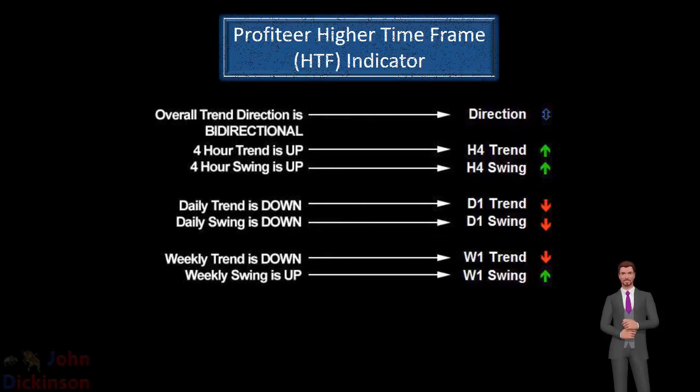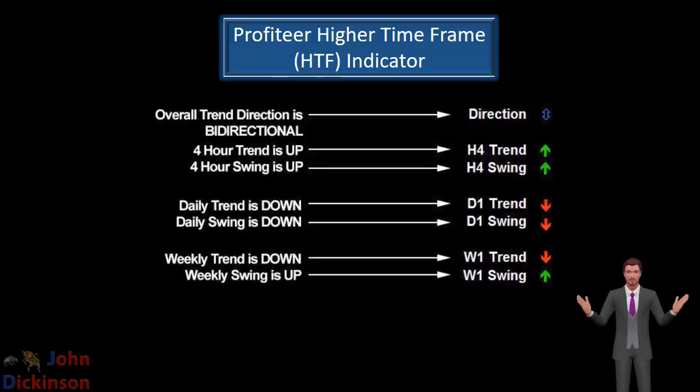The Profiteer Higher Time Frame Indicator is a dynamic analysis of trends and swings in the higher time frames, HTF. 3 higher time frames are used to determine the fundamental nature of the movement of price in the market. Because they are dynamic, there is no lag and a trader can assess the higher time frames directly from their trading chart.